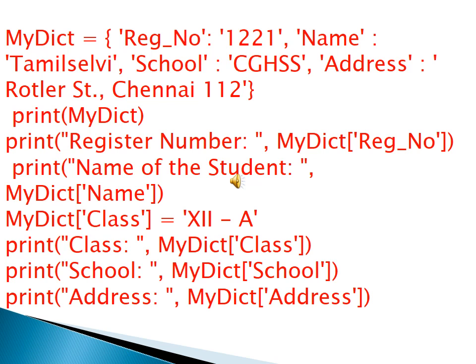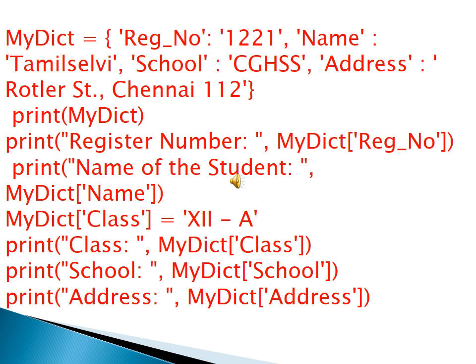Next, we are going to add a new value. See this, MyDic of class. This is the key. What is the class? You should give 12th A. Now we are going to add this new value. Next, print of MyDic of class. Printing means the newly added value. Which one is newly added? 12A. The value we gave earlier is replaced by the new value.